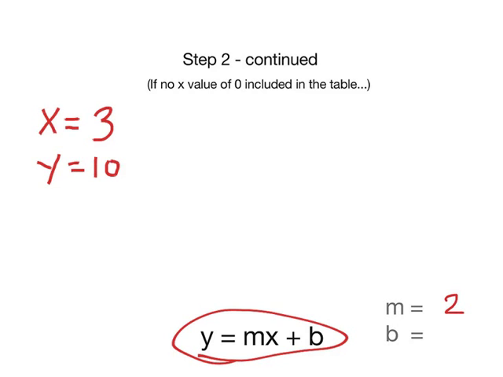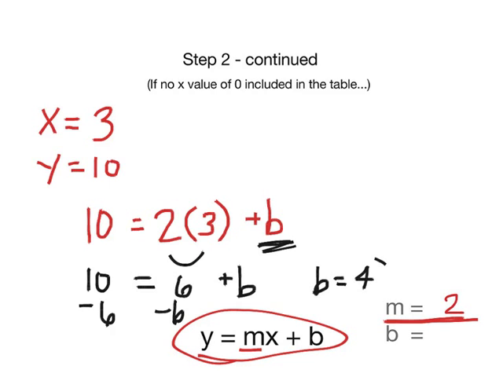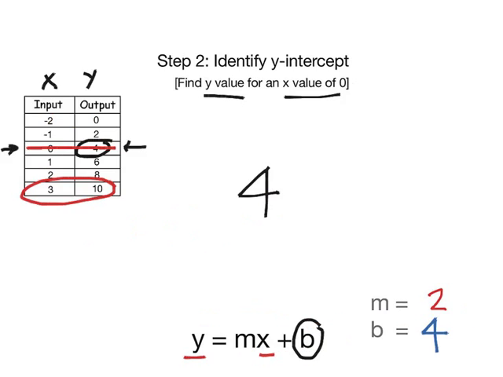X is our 3 and y is our 10. Now looking at this equation, we plug in 10 for y, we plug in 2 for m, since we know that m equals 2, and we plug in 3 for x. All that's left to do is solve for b. 2 times 3 is 6. And from here, what would b be? Hopefully you were able to subtract 6 from each side and get that b equals 4, which we found on the last page also.